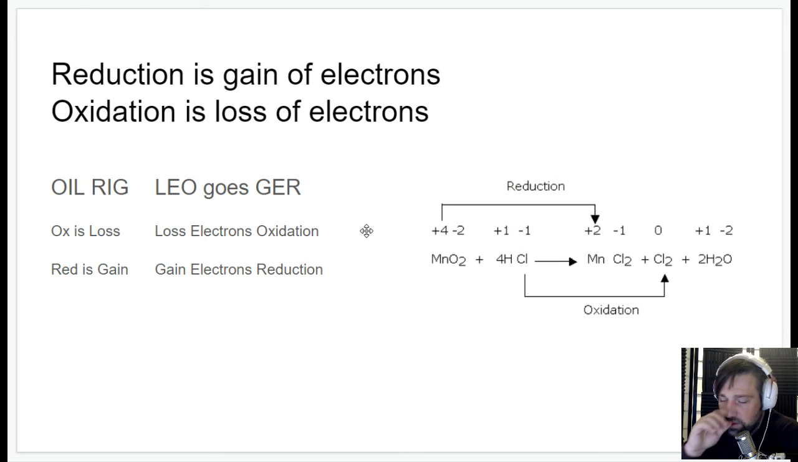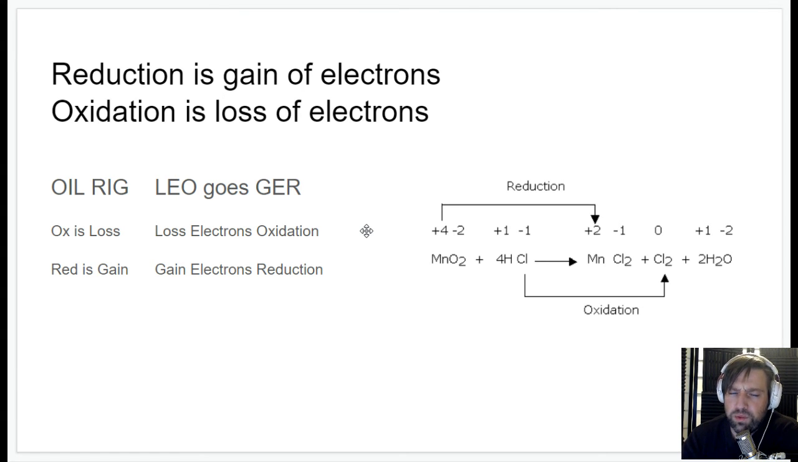Well, this is a thing where the electrons are getting shifted around. And we say if something is gaining electrons, it's a reduction reaction. And if it is losing electrons, it is an oxidation reaction.